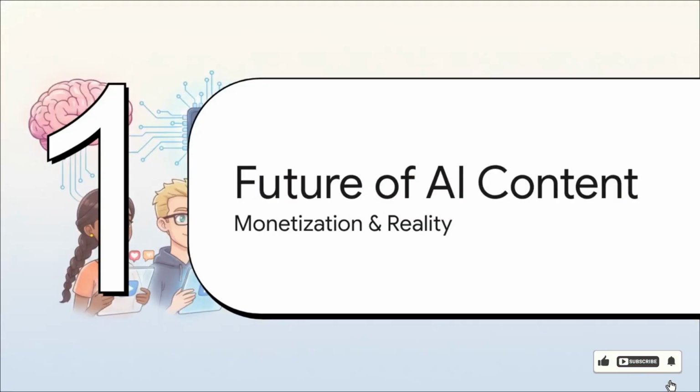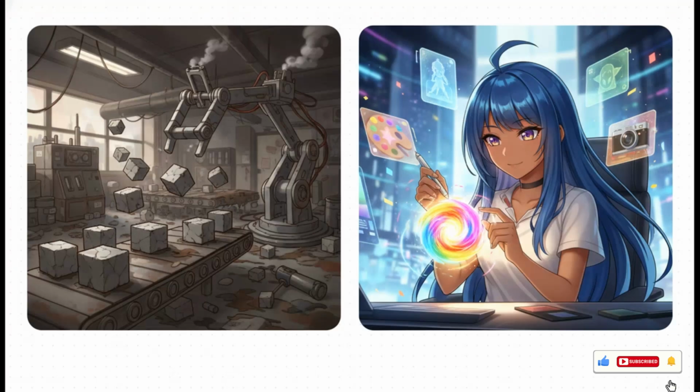And finally, Section 5, the future of AI content, focusing on monetization and reality. With hundreds of thousands of views rolling in, you've got to ask, does this actually translate to real income? Because despite all the fear-mongering out there, YouTube clearly draws a hard line between 2 different kinds of AI content. On one hand, you have AI slop, that mass-produced, low-effort spam that gets demonetized instantly.